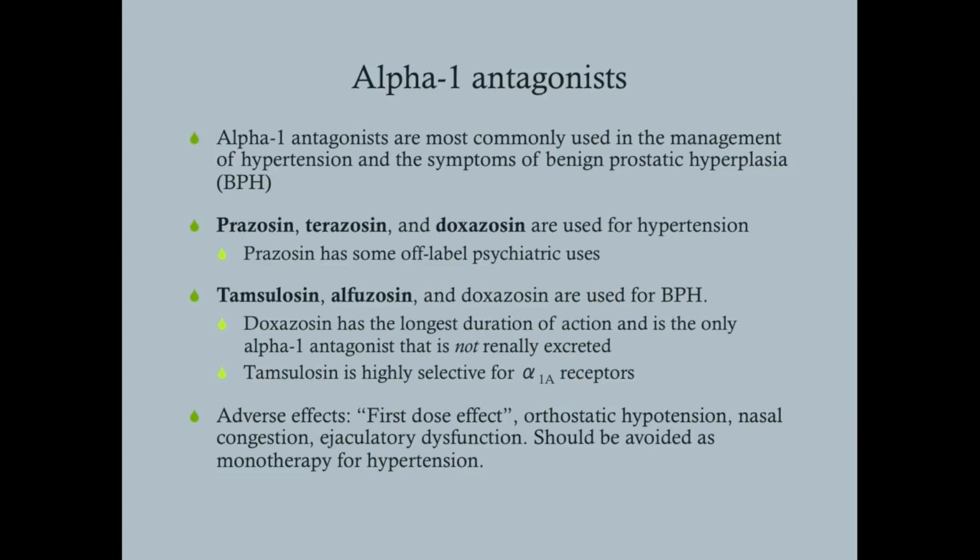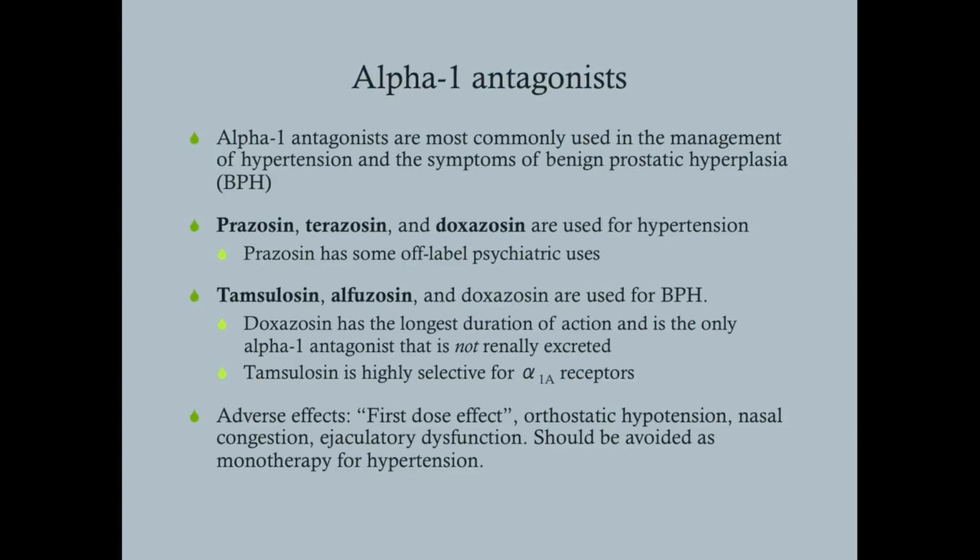Tamsulosin, alfuzosin, and also doxazosin are used for BPH. They essentially work by reducing the tone of the bladder neck, and then also of the prostatic urethra. So doxazosin actually has the longest duration of action, and it's the only alpha-1 antagonist that's not renally excreted. Doxazosin is excreted in the feces, so you may want to consider that in a patient that's renally compromised.